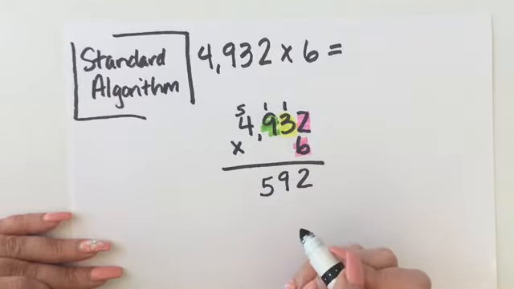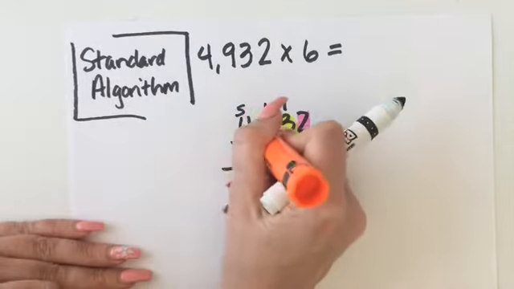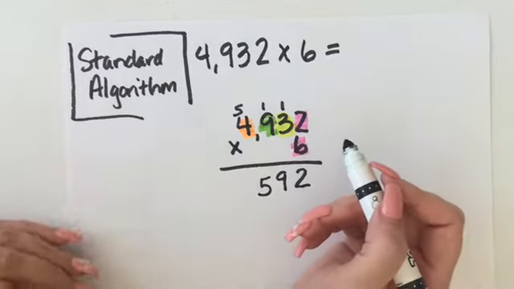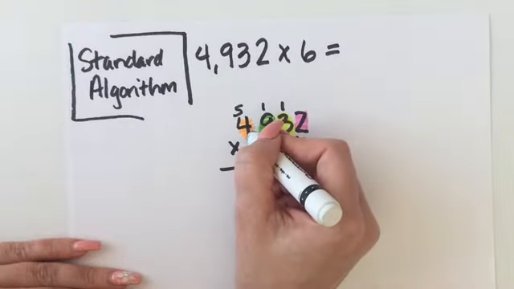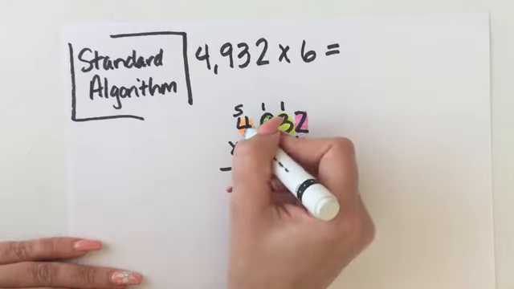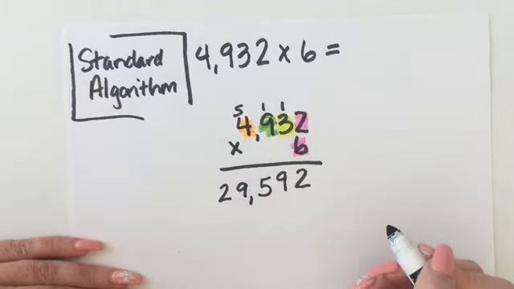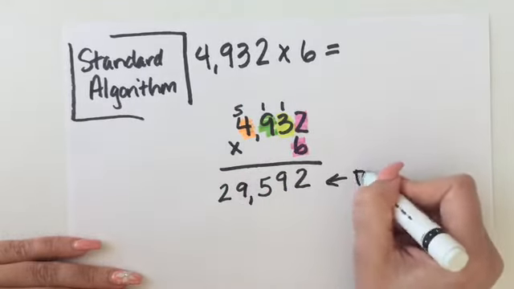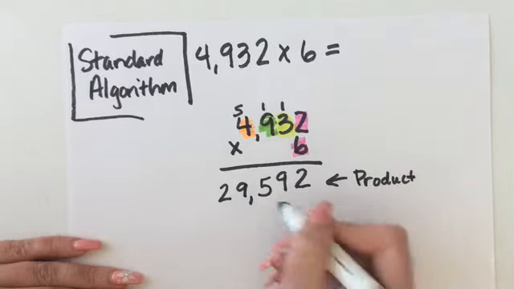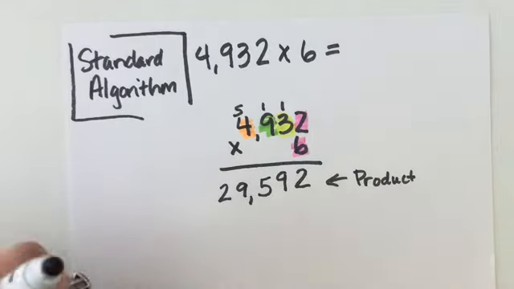The last number that I need to multiply is my 6 times the 4. 6 times 4 is 24. Remember that I regrouped this 5. So 6 times 4 is 24, plus 5 is 29. So our product is 29,592.